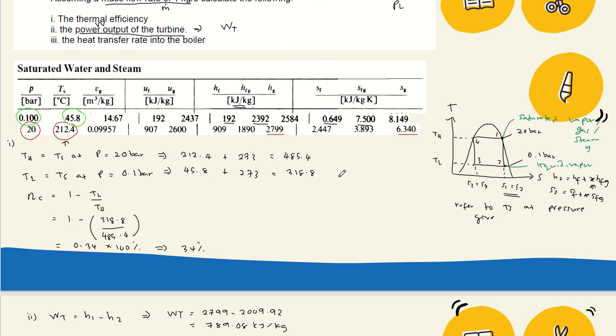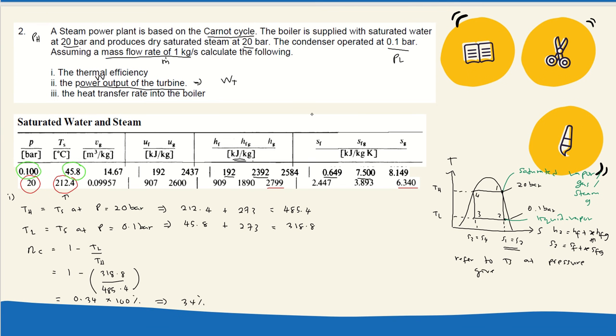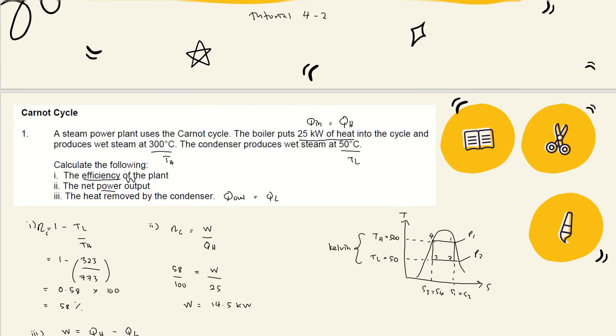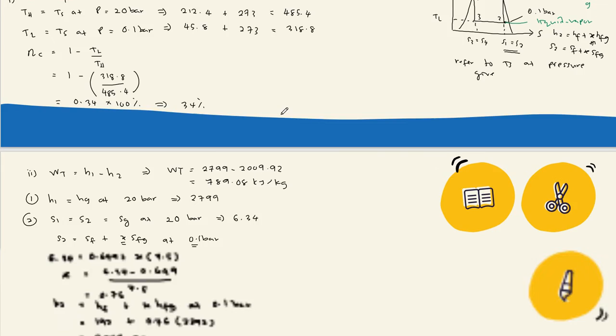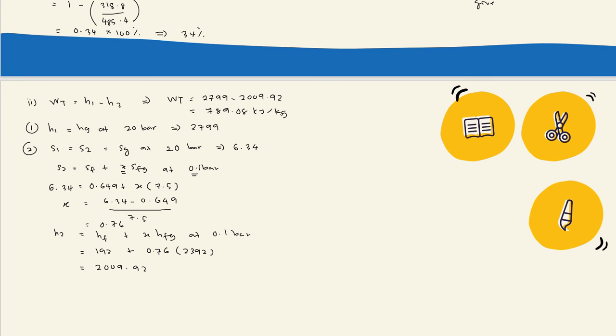How about question number 3? Heat transfer into the boiler. For the boiler, the heat is Q boiler. So refer to the formula for the Q boiler: Q boiler is H1 minus H4. We already have H1 for question number 3, but we don't have H4. So how to find H4? Because Q boiler equals H1 minus H4.